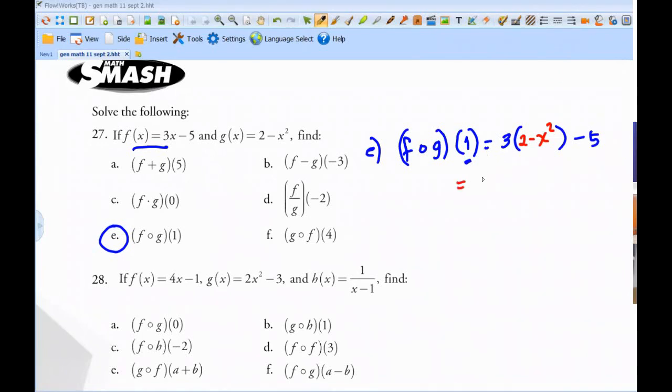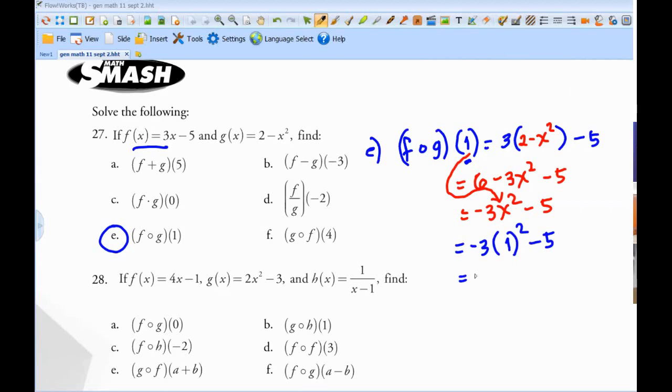So then we will distribute 3 times 2 will be 6 minus 3x squared minus 5. And then you have negative 3x squared minus 5. But since there is 1, you replace the x by 1, right? So it will become negative 3, open bracket, 1 squared minus 5. So then you have negative 3 times 1 minus 5. So negative 3 minus 5, and it will be negative 8. Okay? Easy.